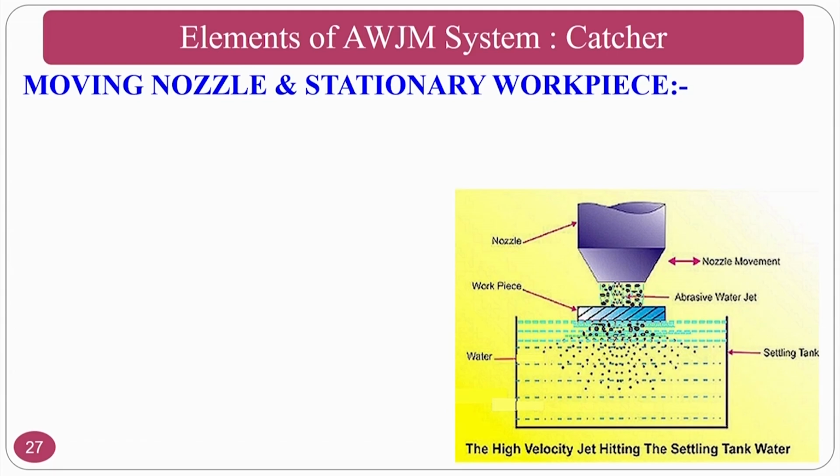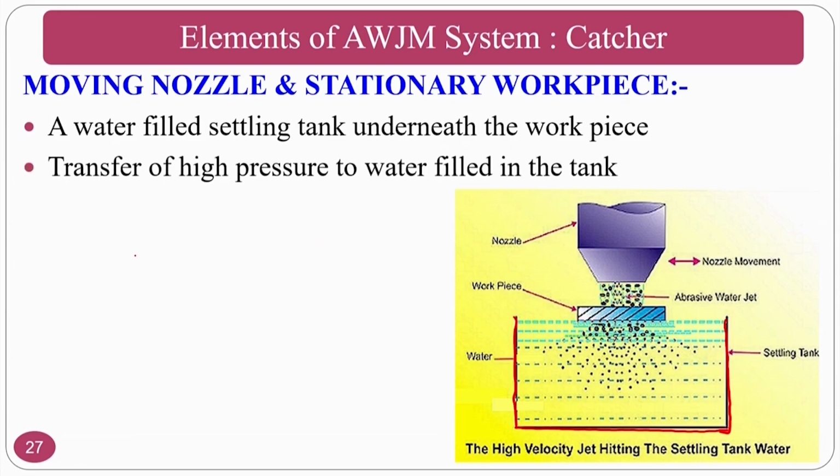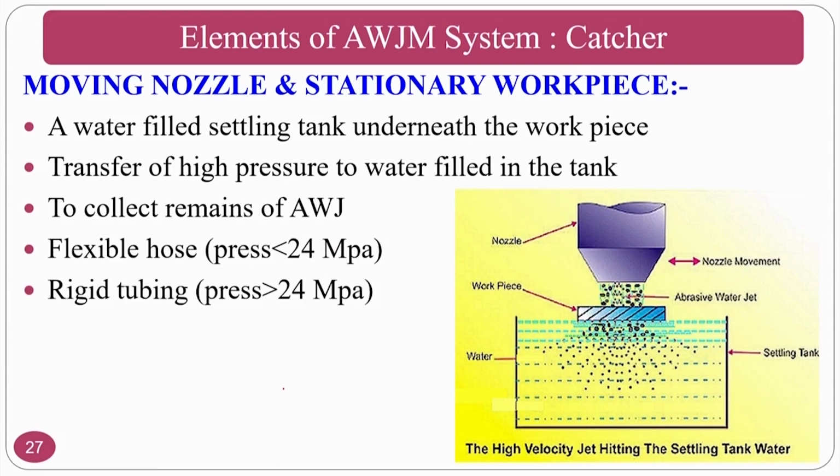In this case, you will have a complete water tank. Since you are using water as a carrier medium, you will have similar water as a catching medium also. This is economic. A water filled settling tank will always be placed underneath the workpiece, and a transparent high pressure window to the water filled tank will be there. To collect the remainings of the abrasive water jet, you will have a flexible hose, and at the same time rigid tubing. You can go for flexible hose, and rigid tubing also you can use.